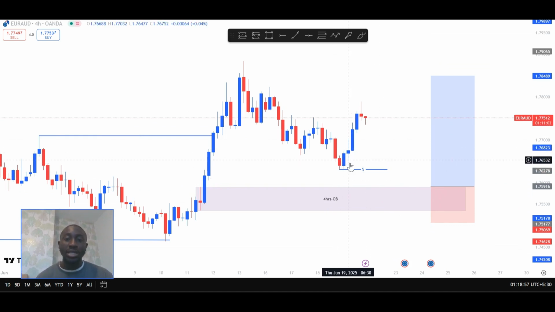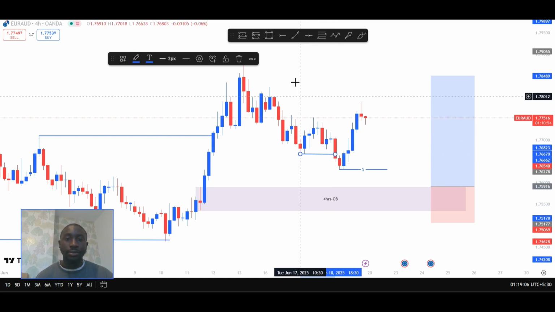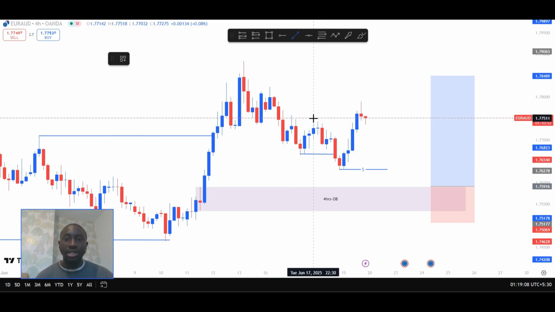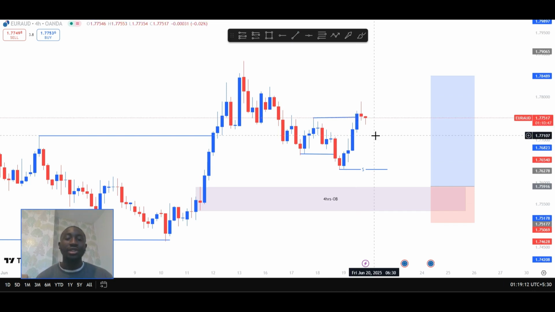Here is an inducement. Even if it's giving a change of character, see it. There was a break of structure from here. There was a break from here. And now there was a change from here. All these are fake changes of character. This area is an inducement. They are setting a trap for you. They will come and take their stop loss and they will move.